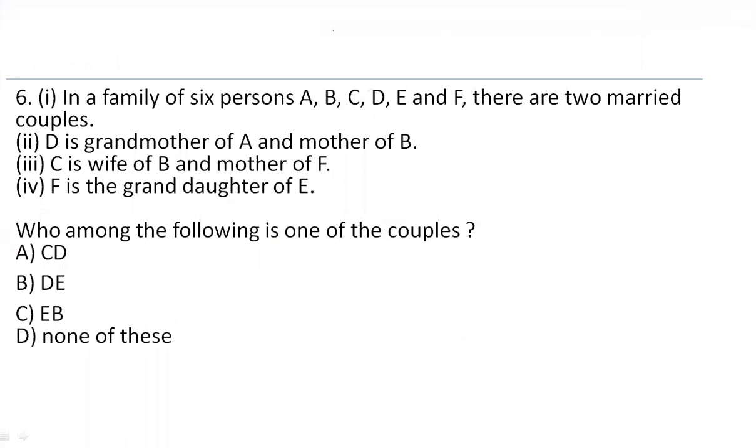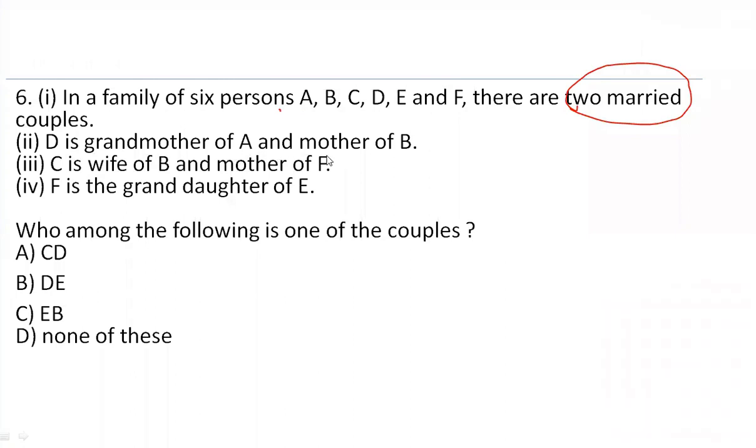So here the question is based on six family members, guys. Try solving the question. It looks a little difficult, but it is actually very easy. Whatever clues and conditions they have given, keeping that in mind, you can try solving the question. In a family, six persons A, B, C, D, E, F are there. So two married couples. This is one clue for you. Two married couples are there, that means four persons will be there. Out of them, two parents will be there.